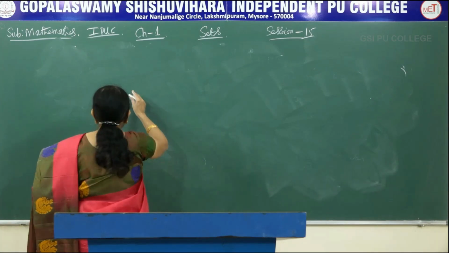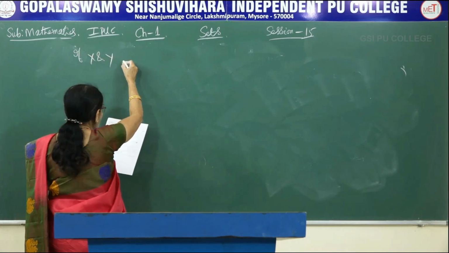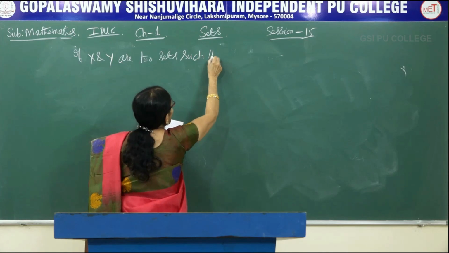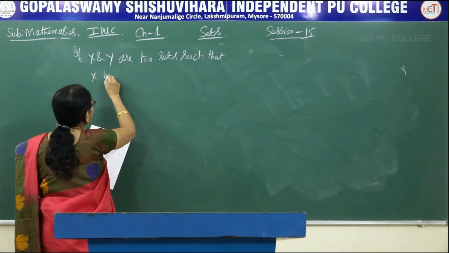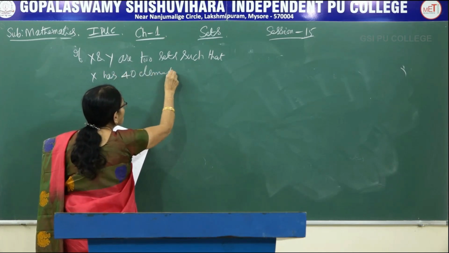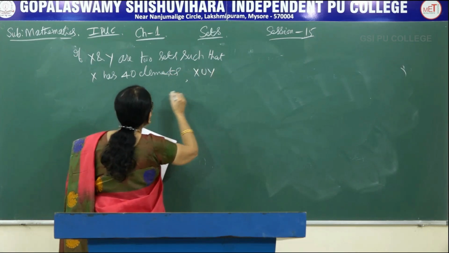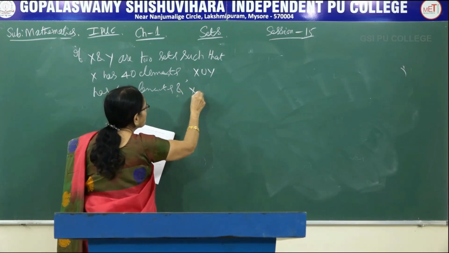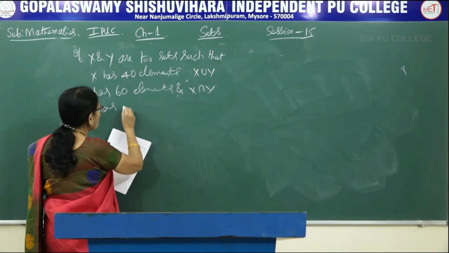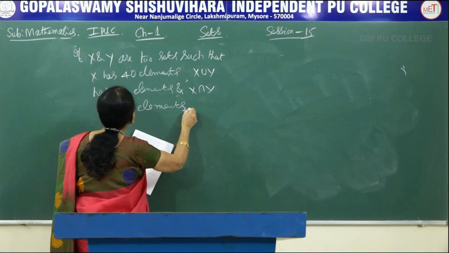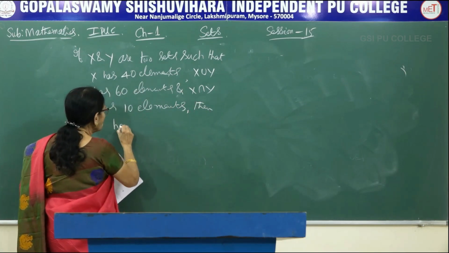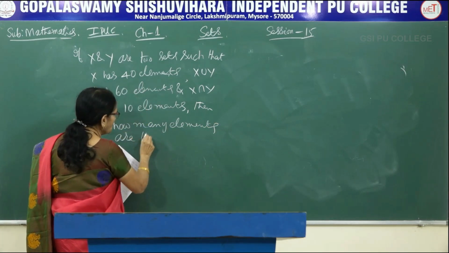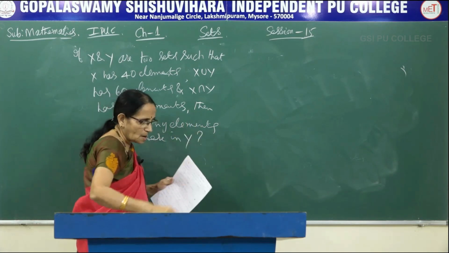So let me write the statement here. If X and Y are two sets such that X has 40 elements, X union Y has 60 elements, and X intersection Y has 10 elements, then how many elements are there in Y?